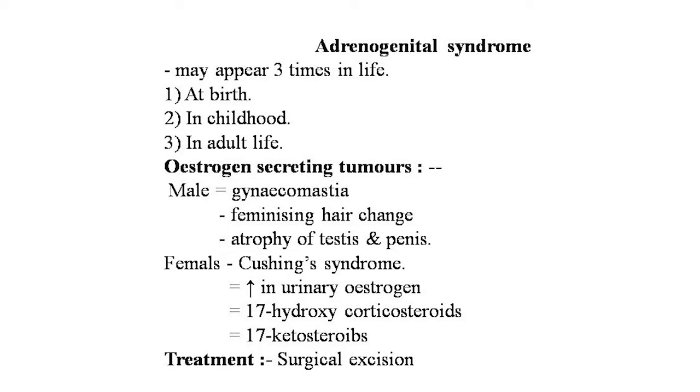Now the estrogen secreting tumors: in the male, gynecomastia develops, premature hair change, atrophy of the testes and penis. And in the female, this adrenogenital syndrome develops into Cushing syndrome, with an increase in urinary estrogen, 17-hydroxycorticosteroid and 17-ketosteroids. Treatment is the surgical excision of the adrenal gland.